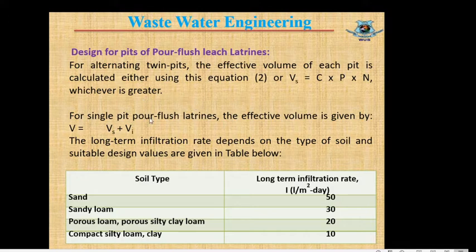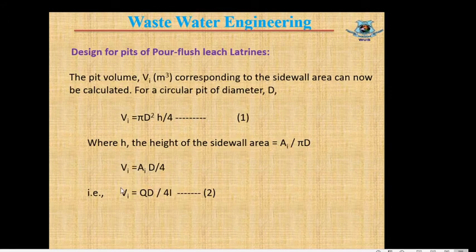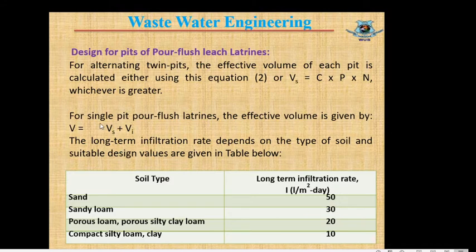And if we use single pit pour flush latrines, the effective volume will be the sum of these two volumes. That means for a single pit we need to calculate Vs equals CPN, and also we need to calculate Vi equals Qd divided by 4i, and then by adding these two we will get the total volume. And this is the simple design procedure.